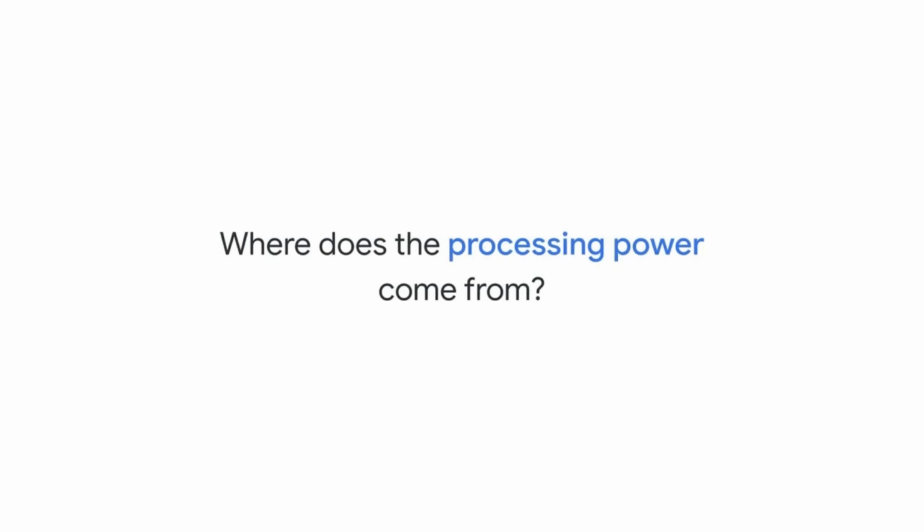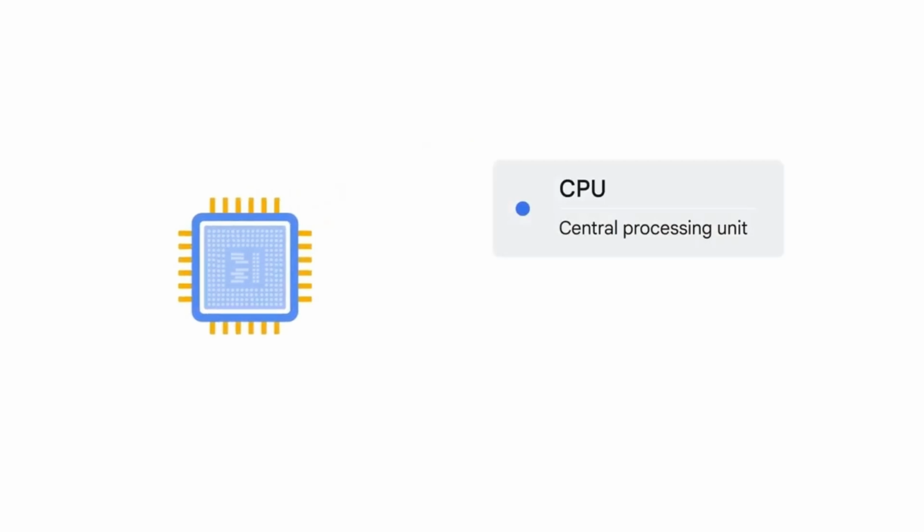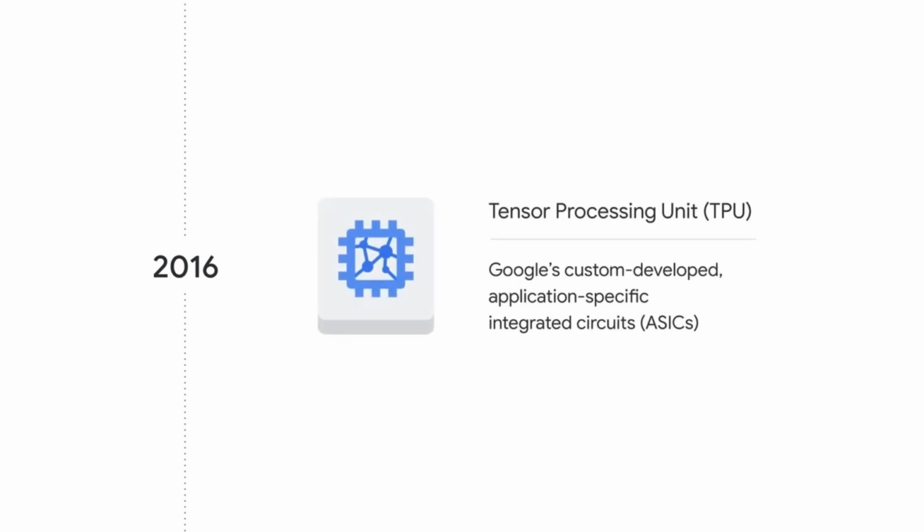Where does the processing power come from? It's from the hardware, computer chips. However, traditional computer chips, like a CPU or central processing unit, and even the more recent GPU or graphics processing unit, may no longer scale to adequately reach the rapid demand for ML. To help overcome this challenge, in 2016, Google introduced the Tensor Processing Unit, or TPU.